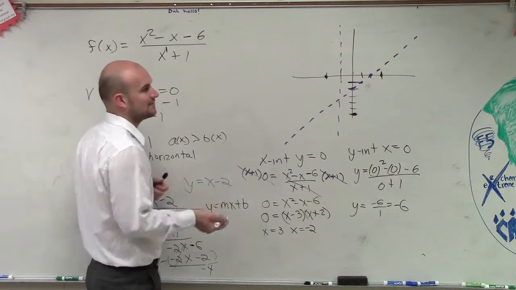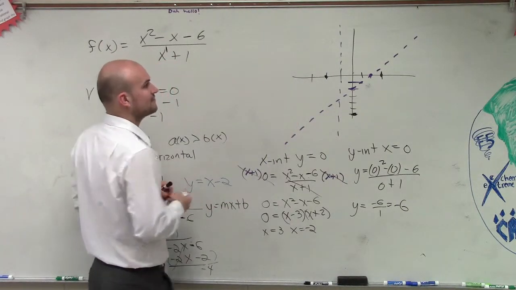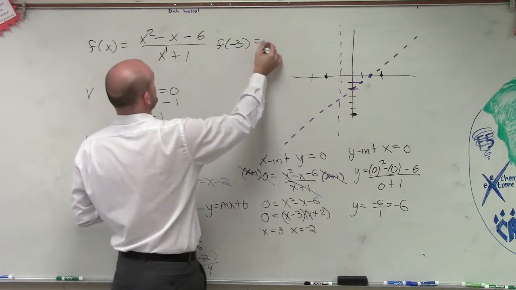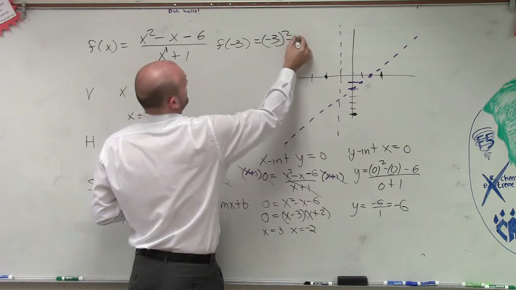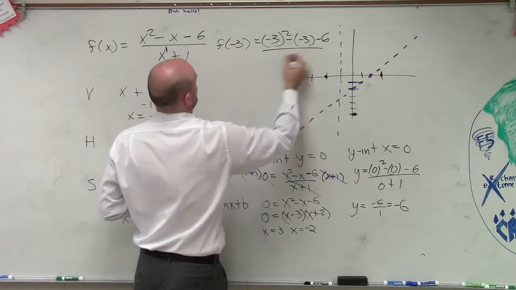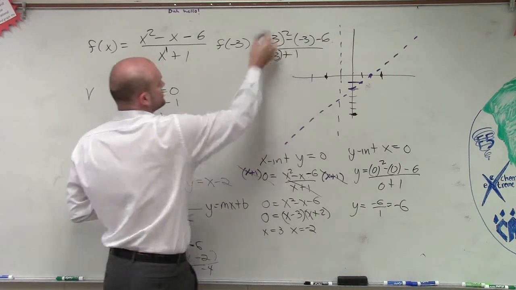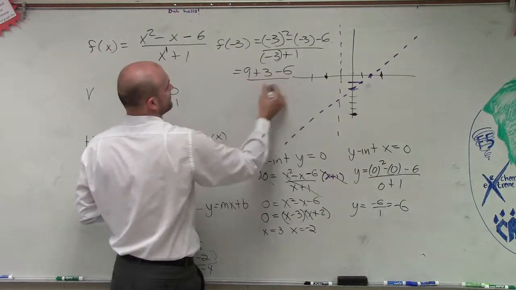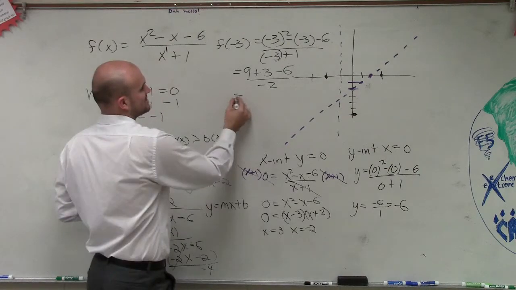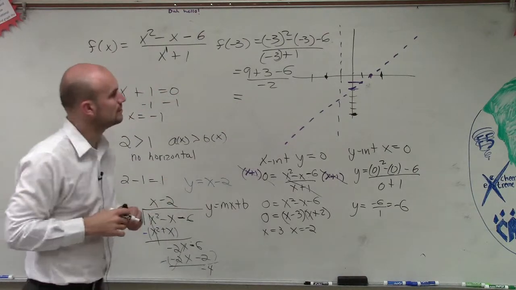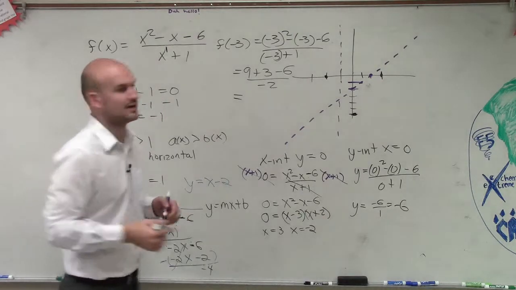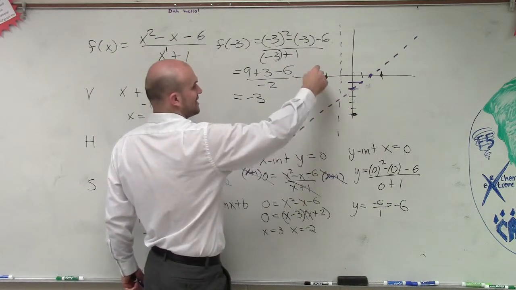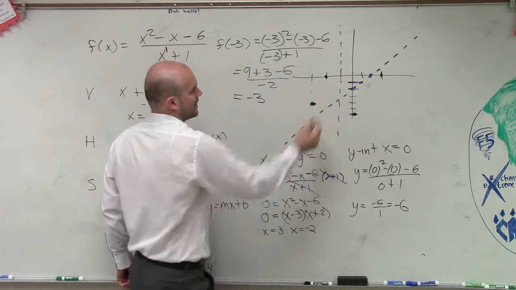So how can I pick another point to the left? Well, we could say, let's find out what f of negative 3 is. So then what you do is plug in the point f of negative 3 into your function. So what we get is negative 3 squared is 9 plus 3 minus 6 divided by negative 2, which equals what? 6 divided by negative 2 is negative 3. So therefore, at f of negative 3, 1, 2, 3, we have negative 3. 1, 2, 3. Okay?